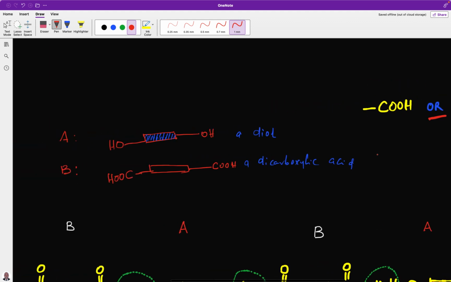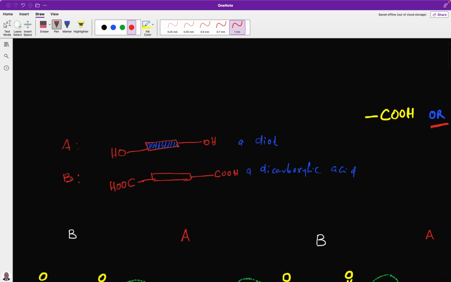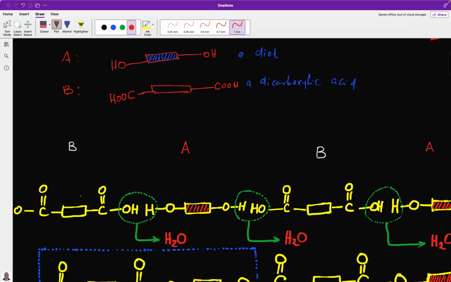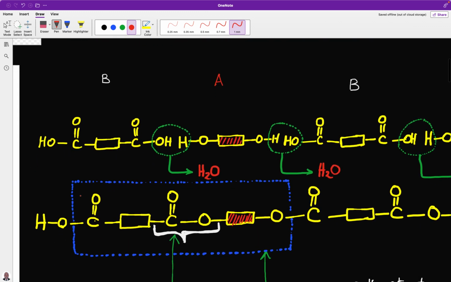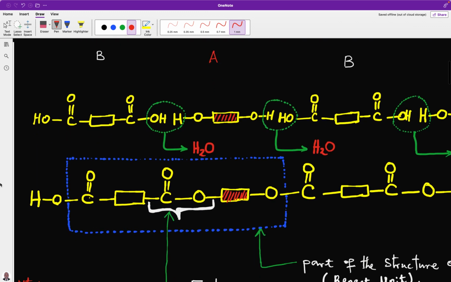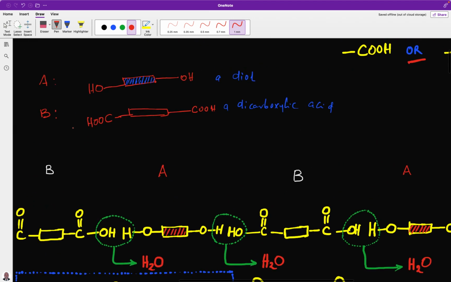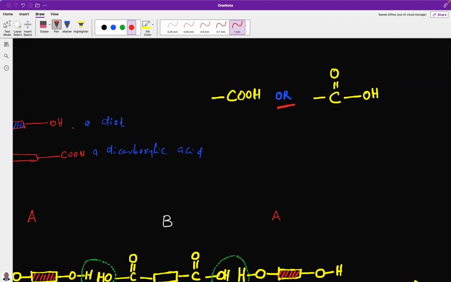Now, when two molecules of A and two molecules of B meet, what will be the reaction? Look at it very well. This is a dicarboxylic acid. I told you that the bonds can be written out like this. These are the bonds that are being written out. The COOH is written out in this form.